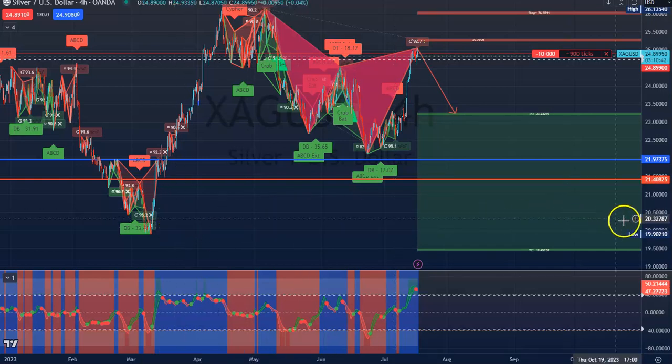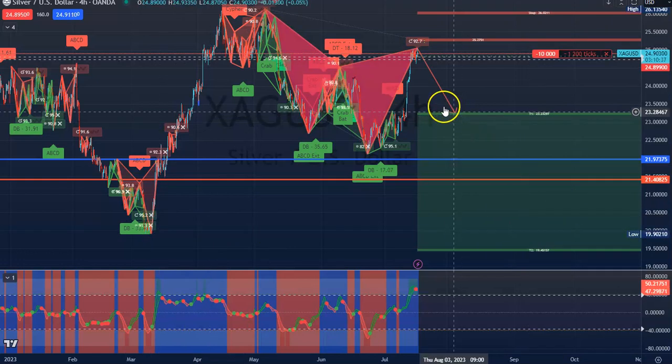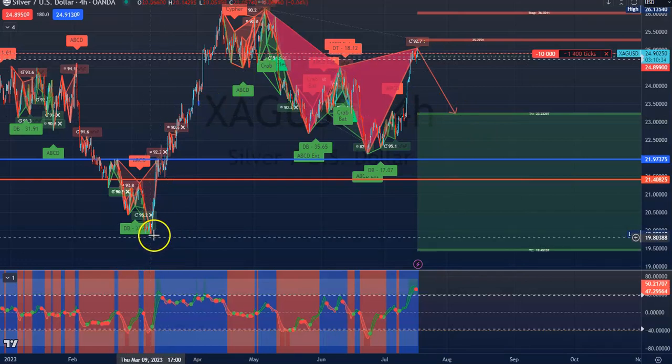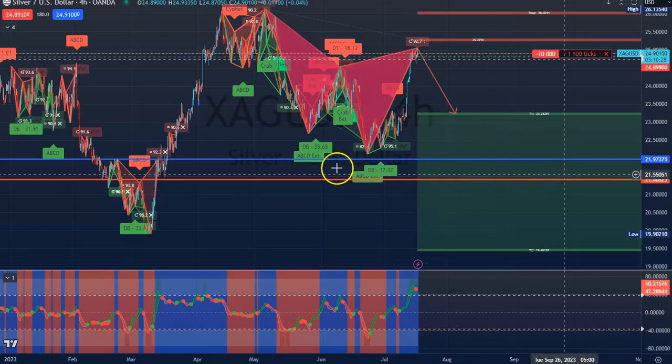So usually I would put my green line and say, okay, here's a target for silver. But it's confirming what my target is. My target would be here. It's confirming it by a little bit more, but it's good enough for me. I'm happy with that.